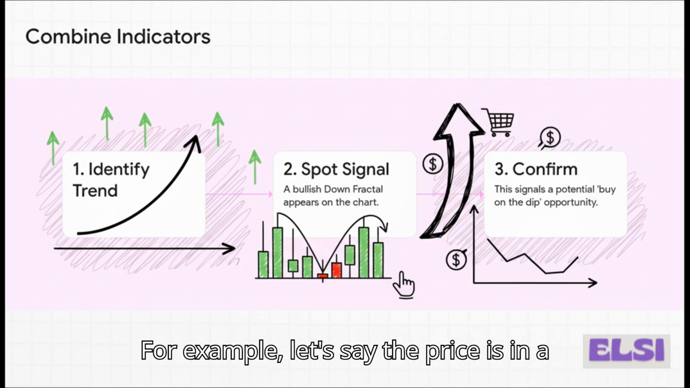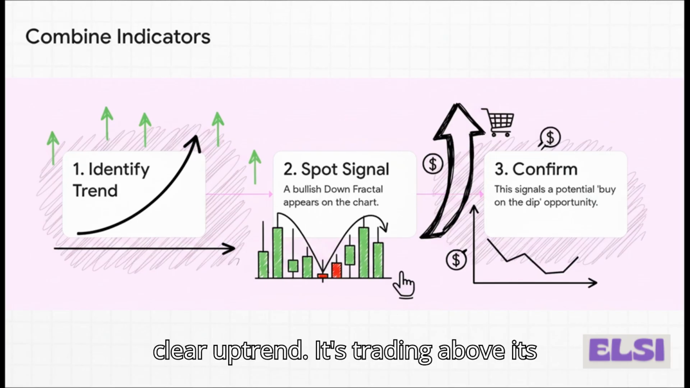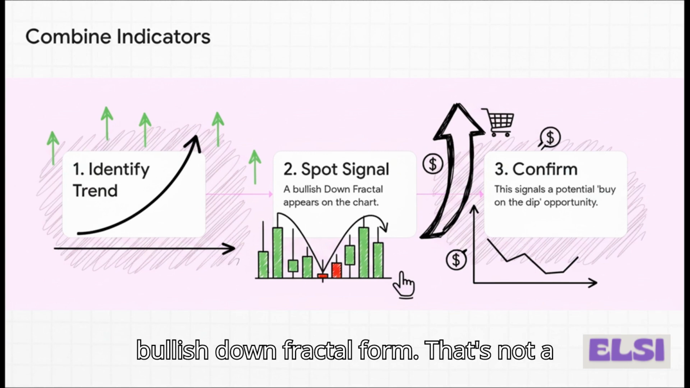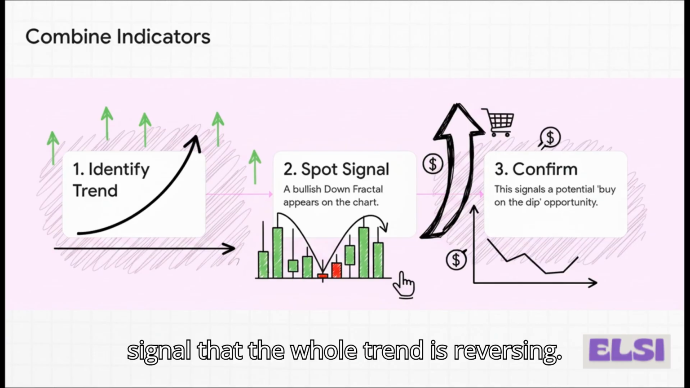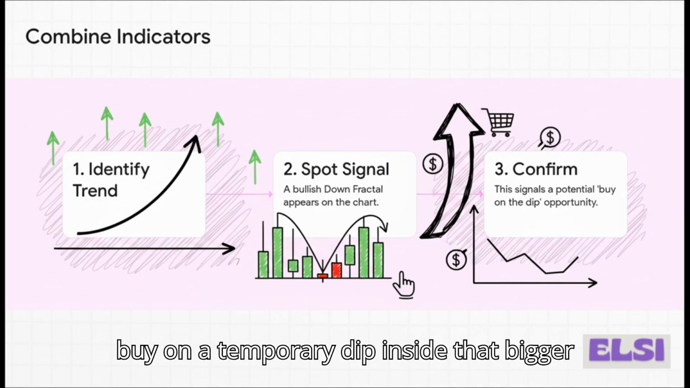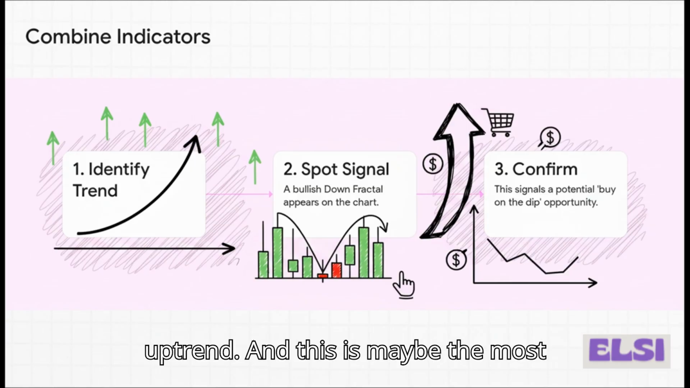So for example, let's say the price is in a clear uptrend. It's trading above its 50-day moving average. Then you see a bullish down fractal form. That's not a signal that the whole trend is reversing. No, it's highlighting a potential chance to buy on a temporary dip inside that bigger uptrend.